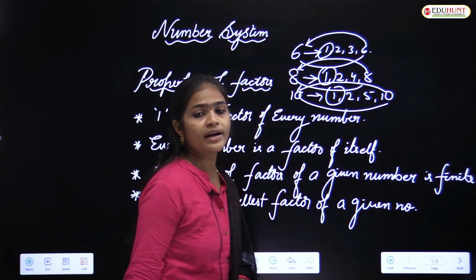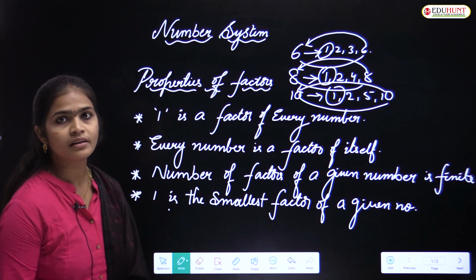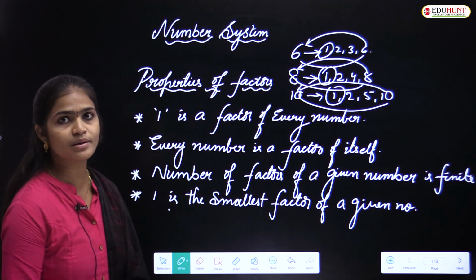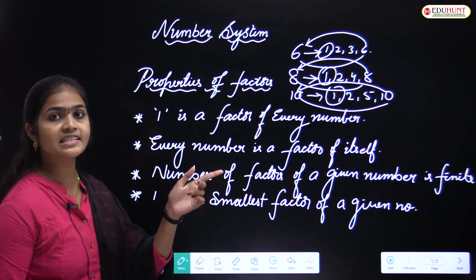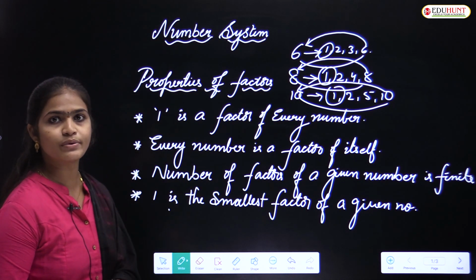What is that? One is the smallest factor. Observe that each and every number has 1 in its factors, like 1, 2, 5, 10. So from all the factors, which one is the smallest number? 1. For 8, what is the smallest number? 1. For 6, what is the smallest number? 1. For 100, what is the smallest factor? That is 1. Okay, why?